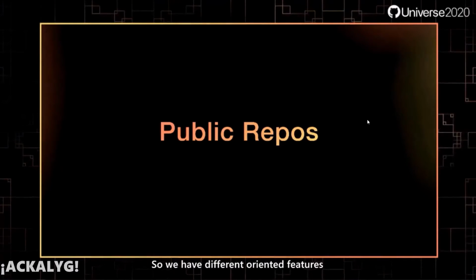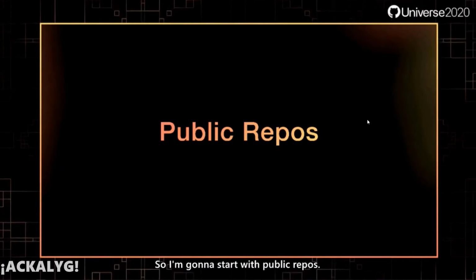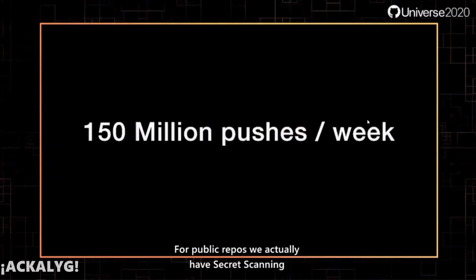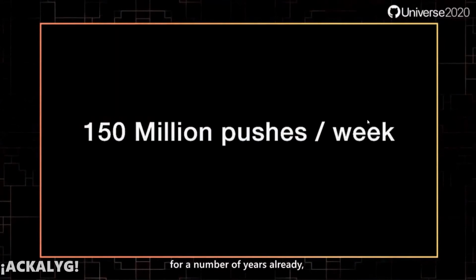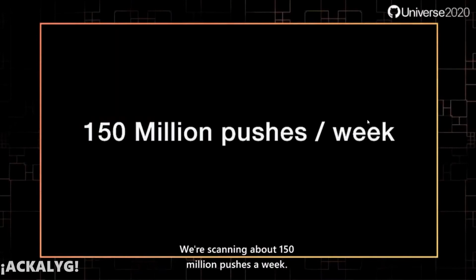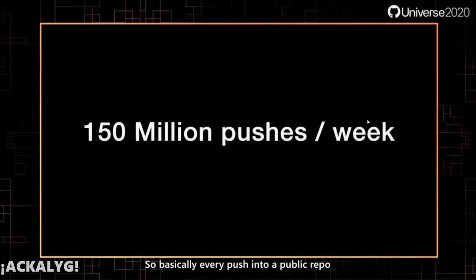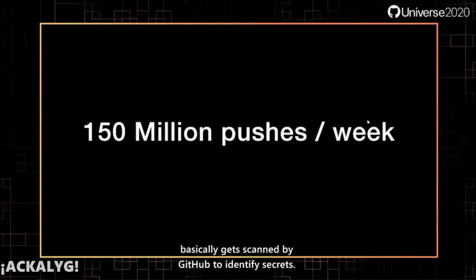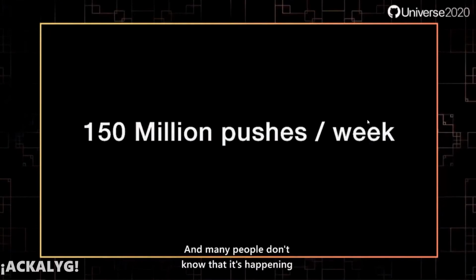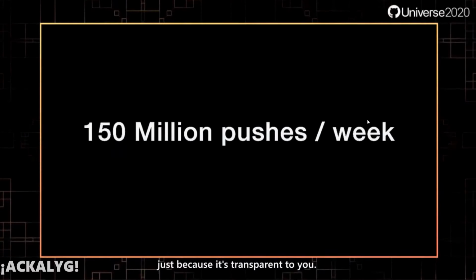We have different features for public and private repos. I'm going to start with public repos. For public repos, we've had secret scanning for a number of years already, and we are doing it at massive scale. We're scanning about 150 million pushes a week. Every push into a public repo gets scanned by GitHub to identify secrets. Many people don't know that it's happening because it's transparent to you.